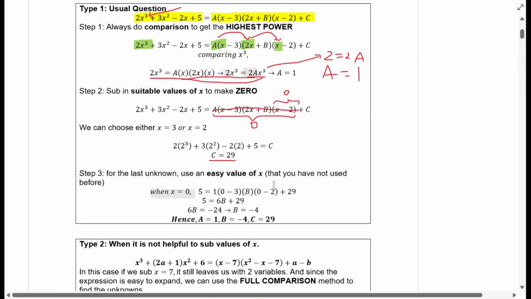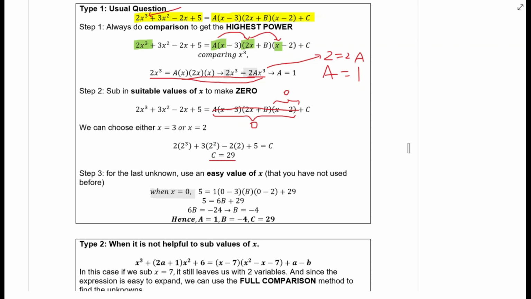both on the left hand side and the right hand side. And once you sub x equals to 0, you end up with an equation like this. And then you can solve your b, which will be equals to minus 4. Therefore, you have these three values. You have your unknowns found. A equals to 1, b equals to minus 4, and c equals to 29.